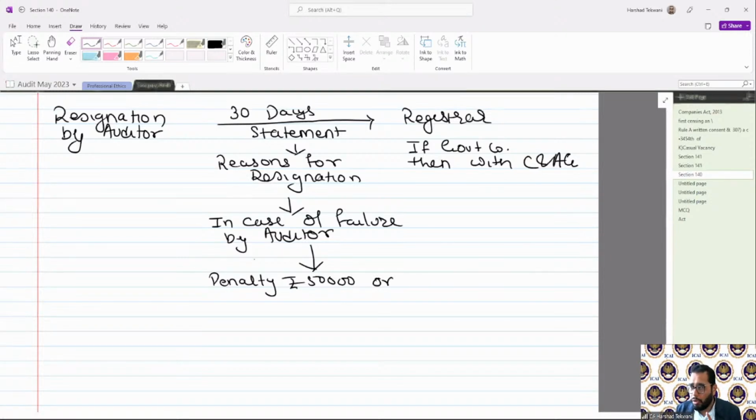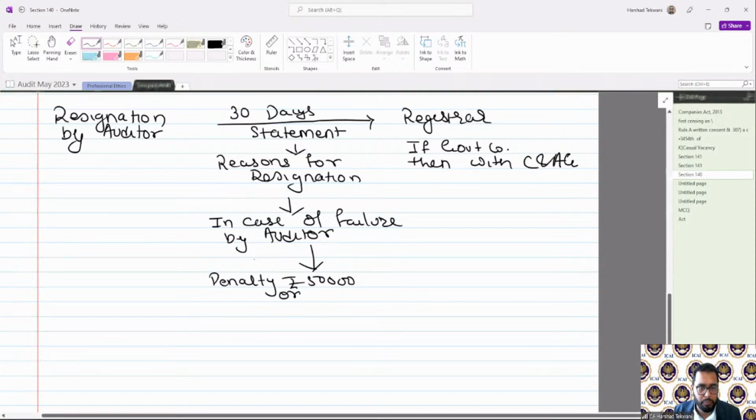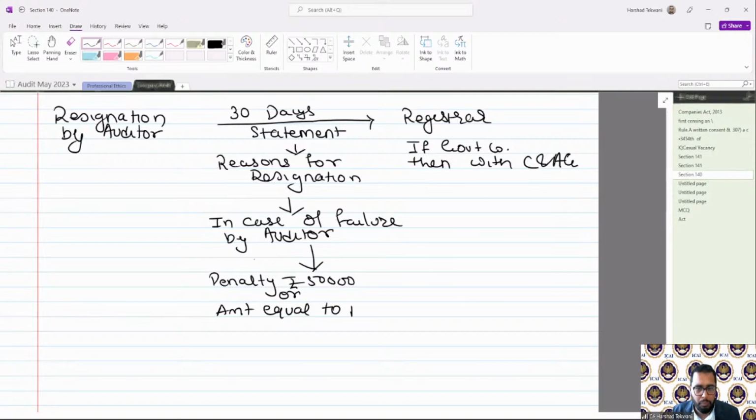Or amount equivalent to the remuneration. If you do not comply with this provision, you will be charged a penalty of rupees 50,000 or amount equivalent to the remuneration, whichever is less.